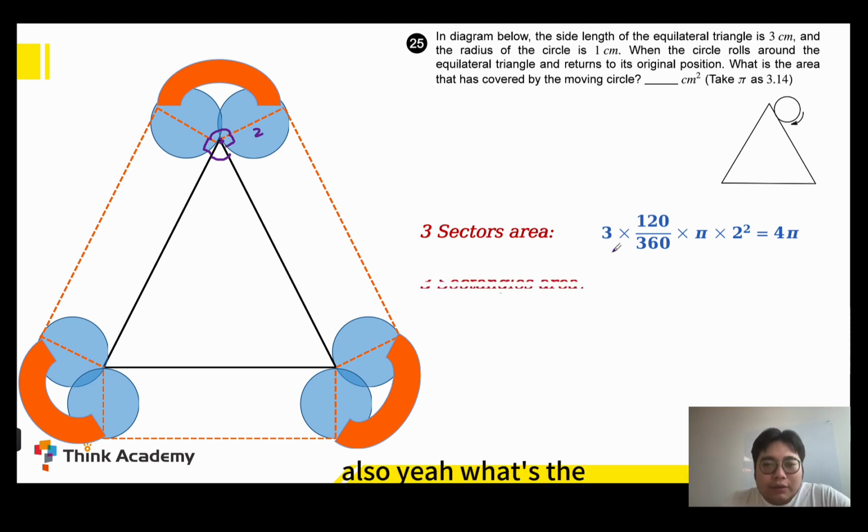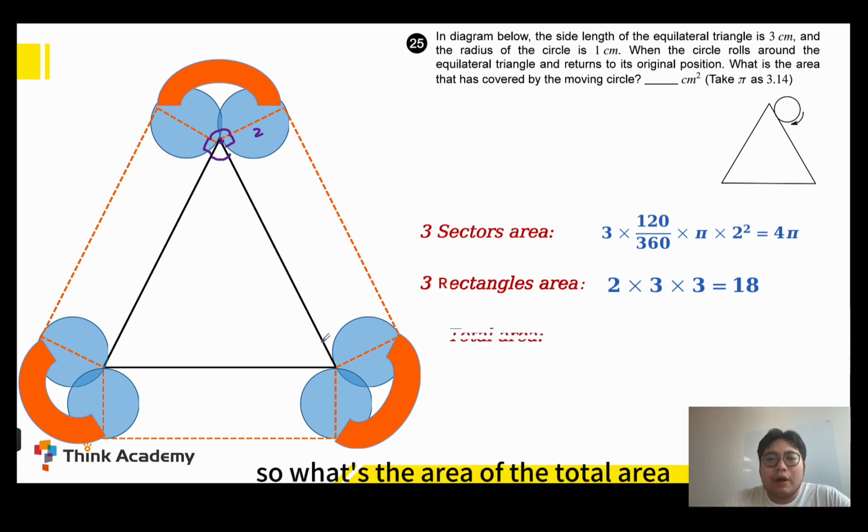Okay. Also, what's the rectangle's area? The rectangle's area is just 2 times this length 3. And how many rectangles? 1, 2, 3. So actually it's 2 times 3 times 3, which equals 18.